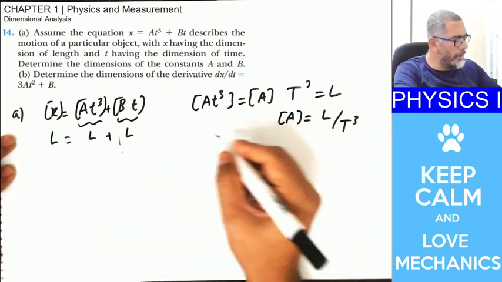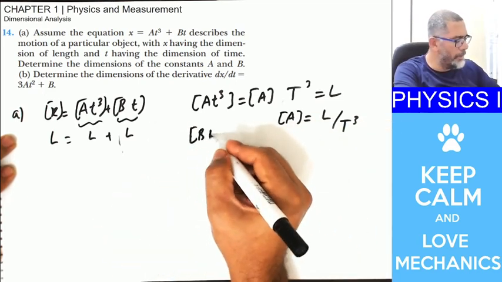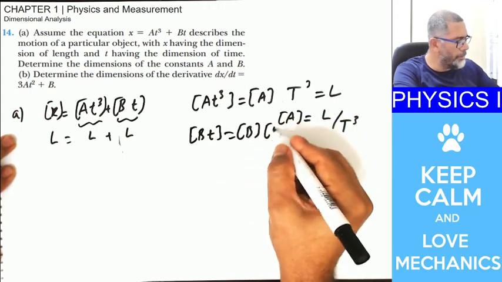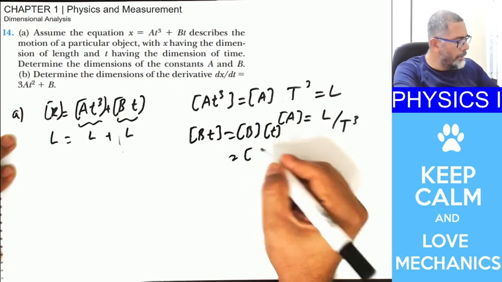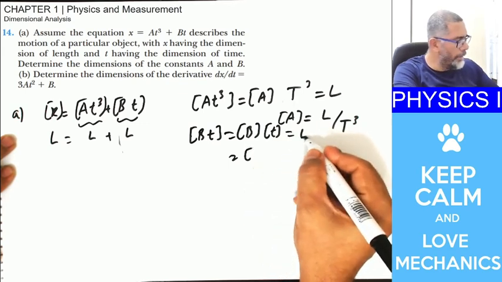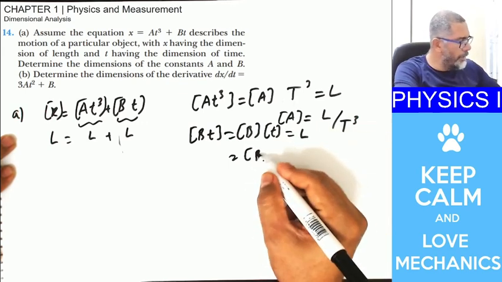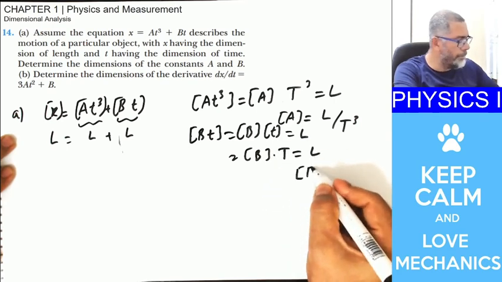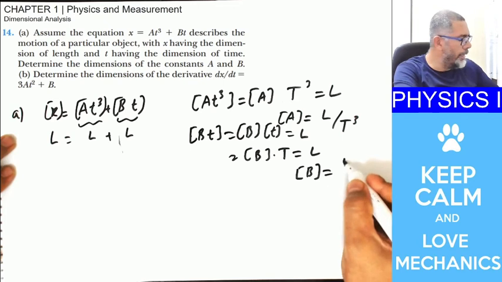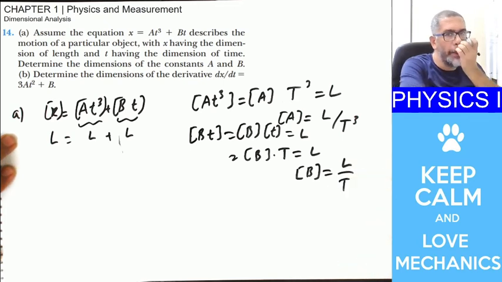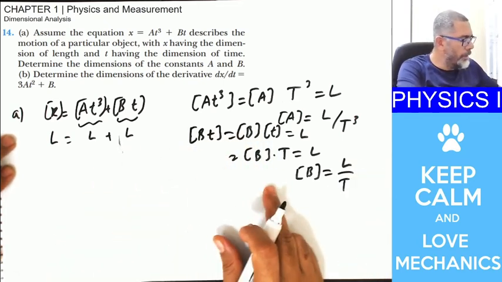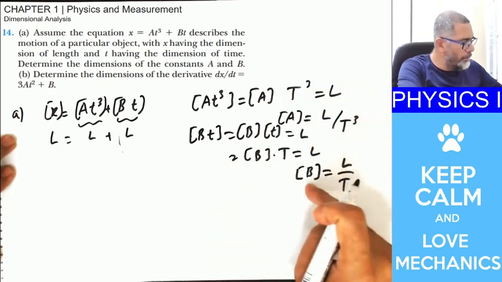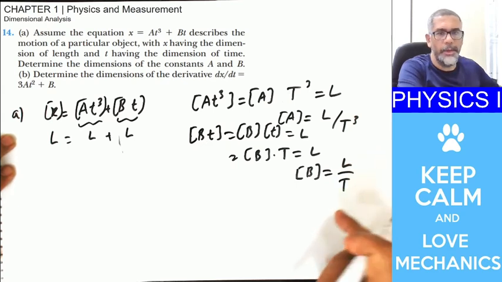And next is the dimension of B. This is the dimension of B, multiplied by the dimension of small t, and this is going to be equal to L. Again, the dimension of B multiplied by time is equal to L. That means the dimension of B is going to be equal to just length divided by time. So we just solved the dimension of A to be length divided by time cubed, and the dimension of B to be length divided by time.